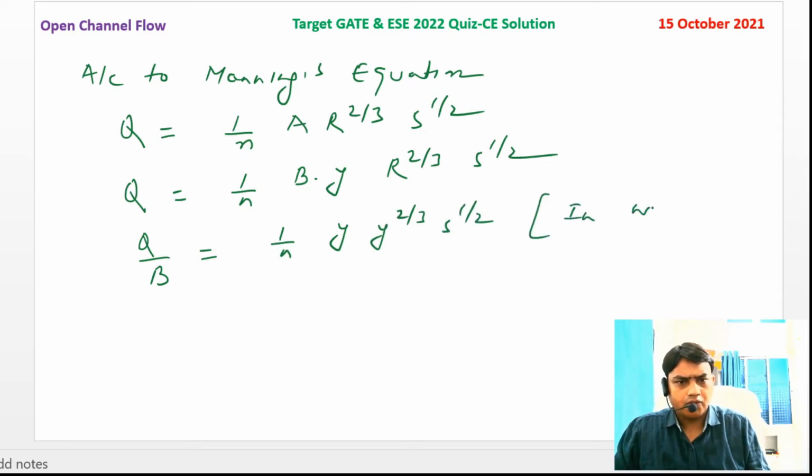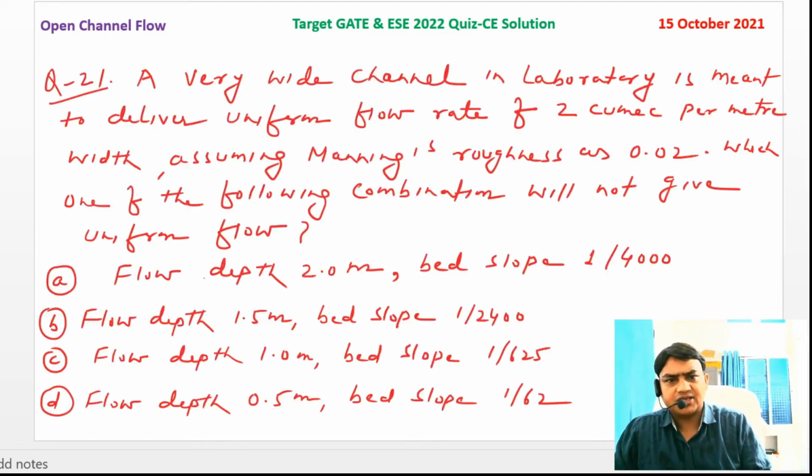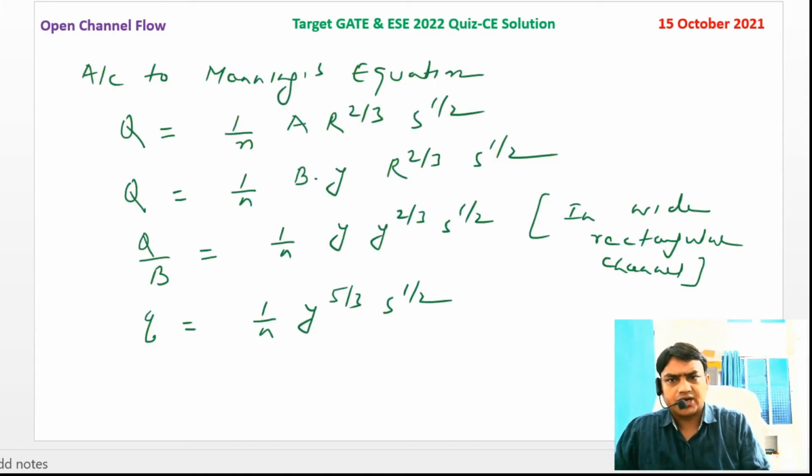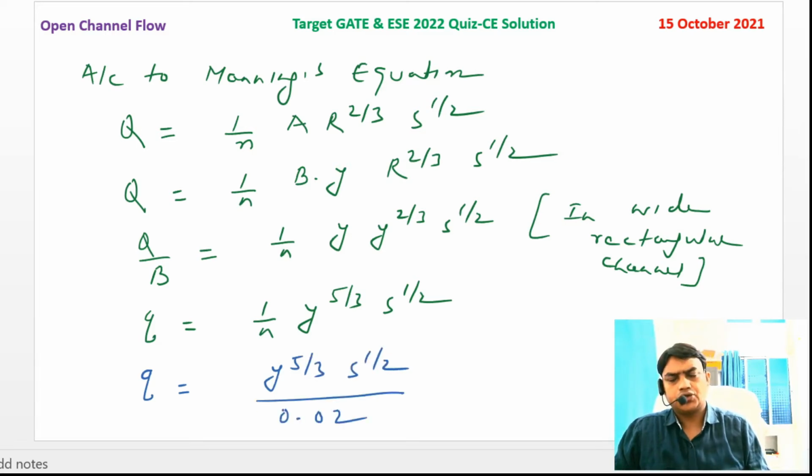So capital Q by B can be written as the discharge per unit width, small q, that is equal to 1 by N Y to the power 5 by 3 S to the power half. In the question, Manning's roughness is given and is constant for all the options, 0.02. So we can write the discharge per unit width equal to Y to the power 5 by 3 S to the power half divided by 0.02.